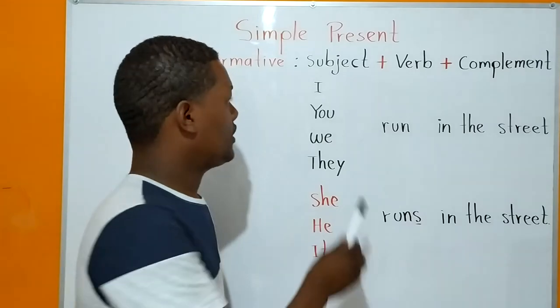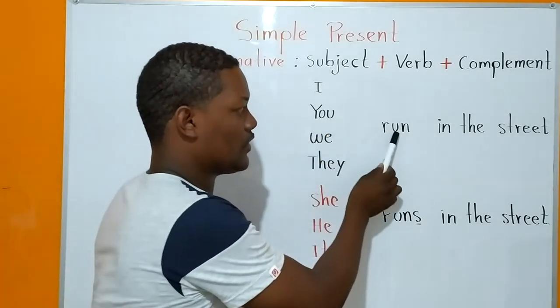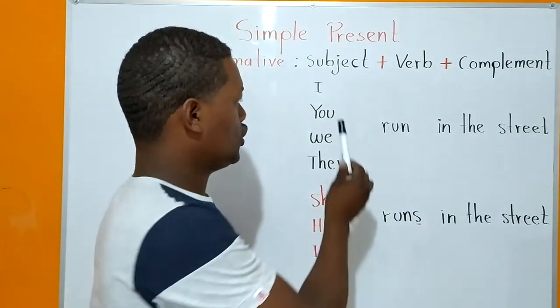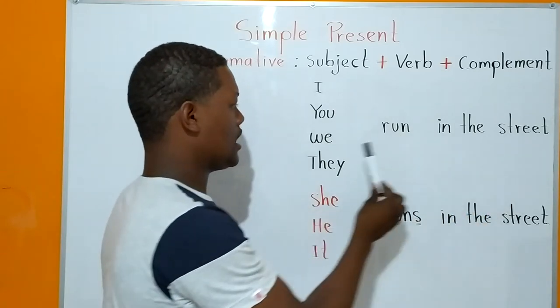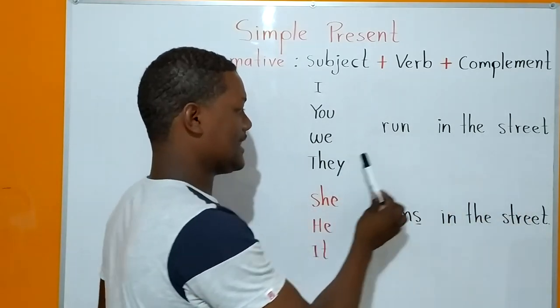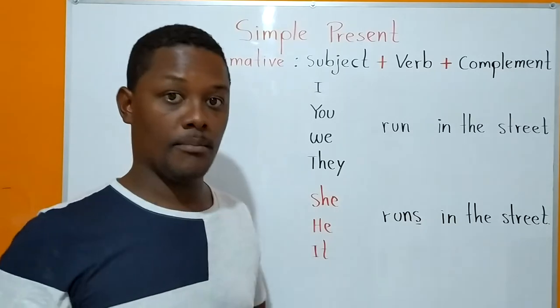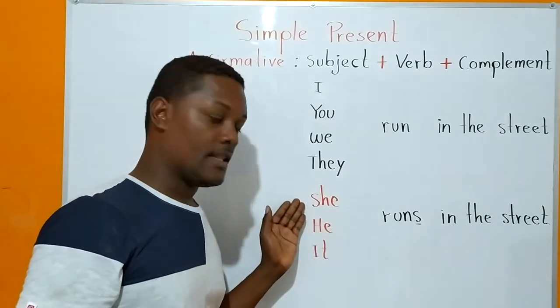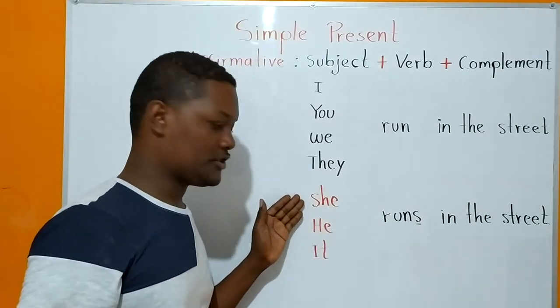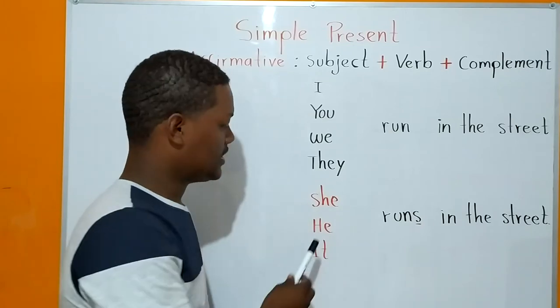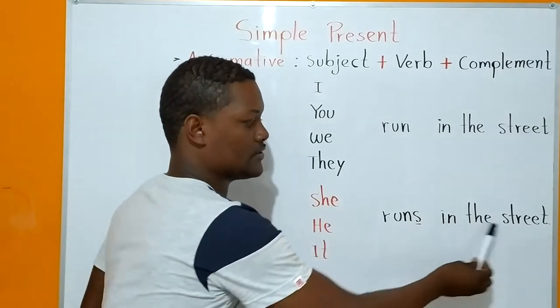For example, here you say, I run in the street. You run in the street. We run in the street. They run in the street. But when we are using the third person, for example, she, he, it, we say she runs in the street.